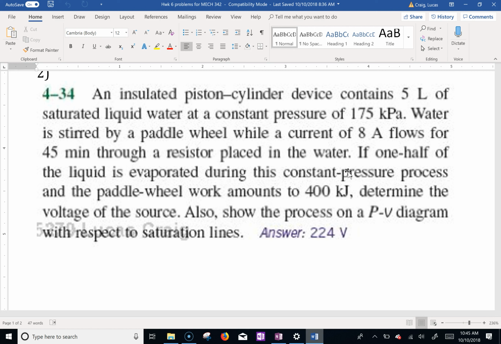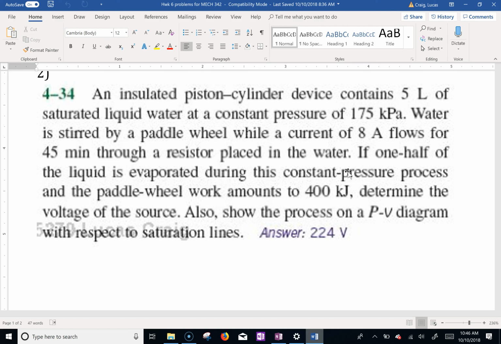Okay, number 2. Holy crap, look at this problem. It's long, right? You have a piston cylinder device, contains 5 liters of saturated liquid at constant pressure. Water is stirred by a paddle wheel while a current of 8 amps flows through 45 minutes through a resistor placed in the water. If 1/2 of the liquid is evaporated during this constant pressure process, and the paddle wheel work amounts to 400 kilojoules, determine the voltage of the source.